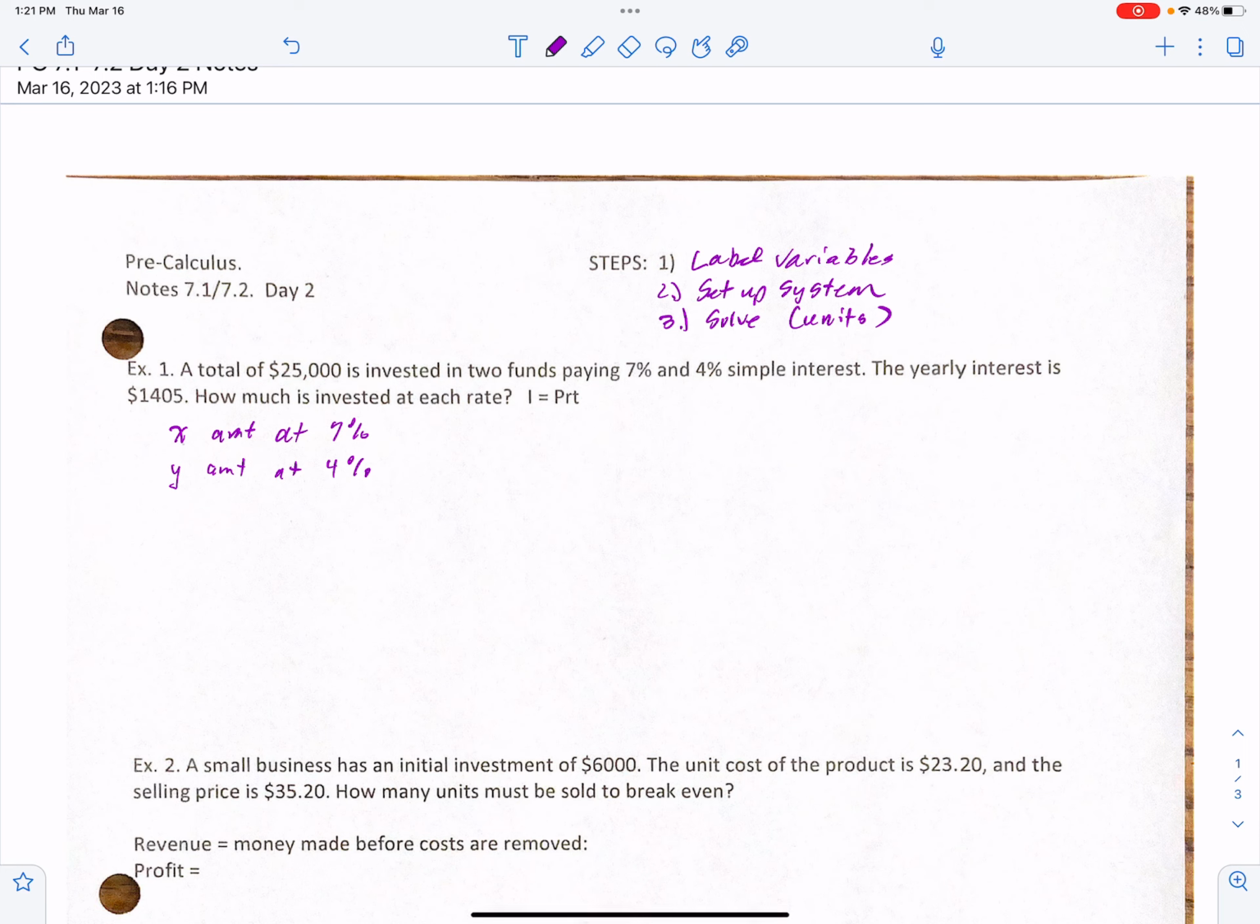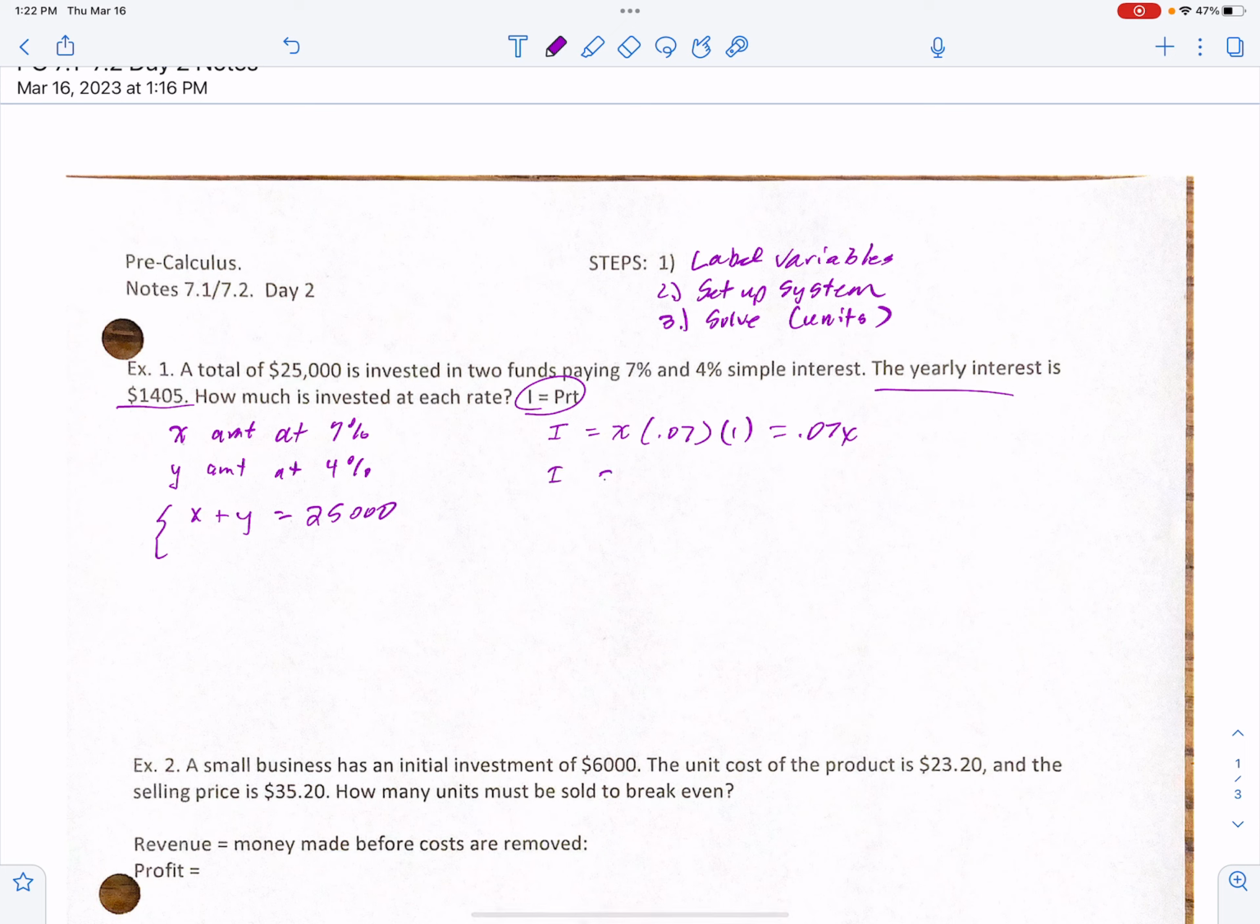And so one of the equations I have is X plus Y adds up to 25,000. That's how much you have invested. To get the fact that the yearly interest is 1,405, I need to use this formula. Interest is equal to principal times rate times time. And so for the 7%, the principal is X, the rate is 0.07, and the time is 1 year, so 0.07X. And that's the amount of interest you get from the 7%.